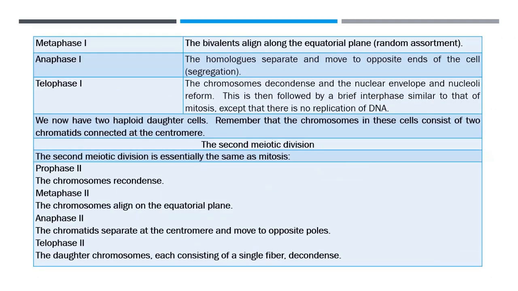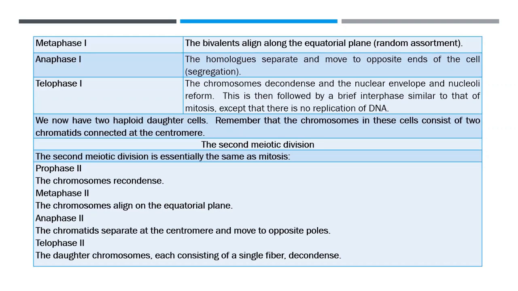The next stage, metaphase 1. The bivalents align along the equatorial plane by random assortment. In anaphase 1, the homologous chromosomes separate and move to opposite ends of the cell, segregation. In telophase 1, the chromosomes decondense and the nuclear envelope and nucleoli are formed. This is then followed by a brief interphase similar to that of mitosis, except that there is no replication of DNA. We now have 2 haploid daughter cells. Remember that the chromosomes in these cells consist of 2 chromatids connected at the centromere.